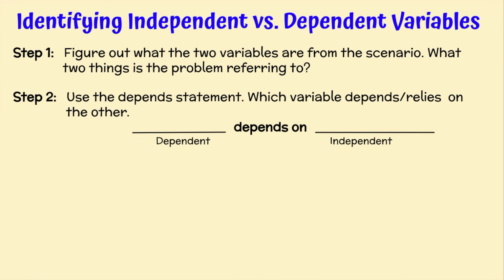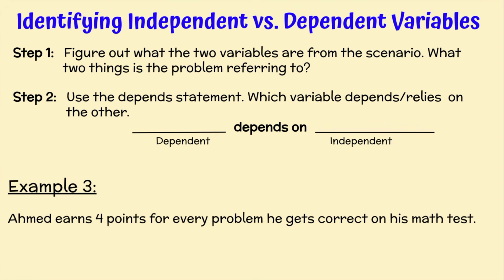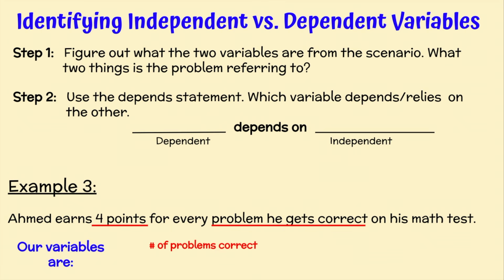Identifying another example, we're going to have to take a look at, again, what the two variables are, and then we can use our depends statement to determine which one's which. So here, Ahmed earns 4 points for every problem he gets correct on his math test. In this problem, it's talking about points, and it's also talking about the number of problems he gets correct. So our variables are number of problems correct and number of points. We have to determine which one is our x variable and which one's our y, or in other words, which one is dependent and which one is independent.